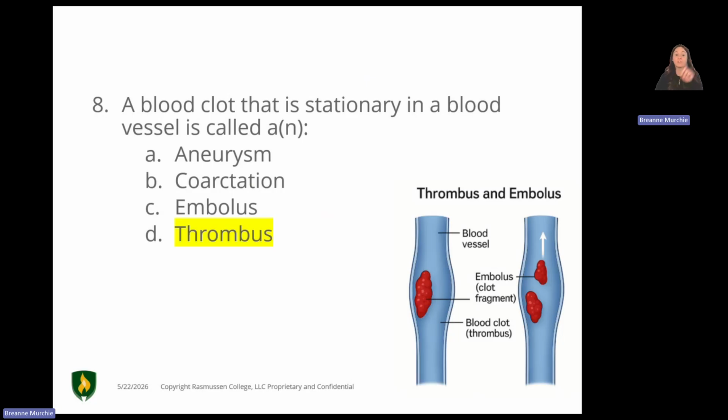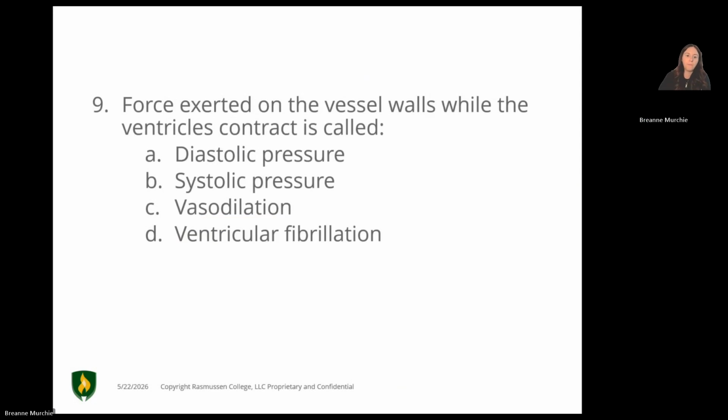Okay, so that's the difference. A thrombus is a stationary blood clot. It has not dislodged and has not started circulating.